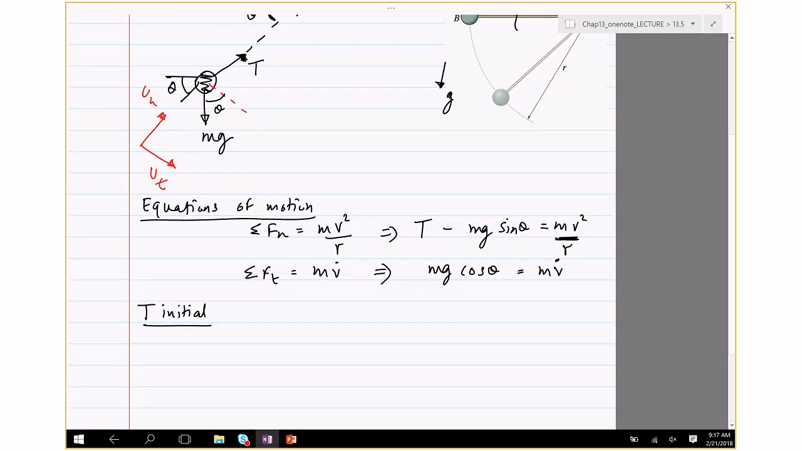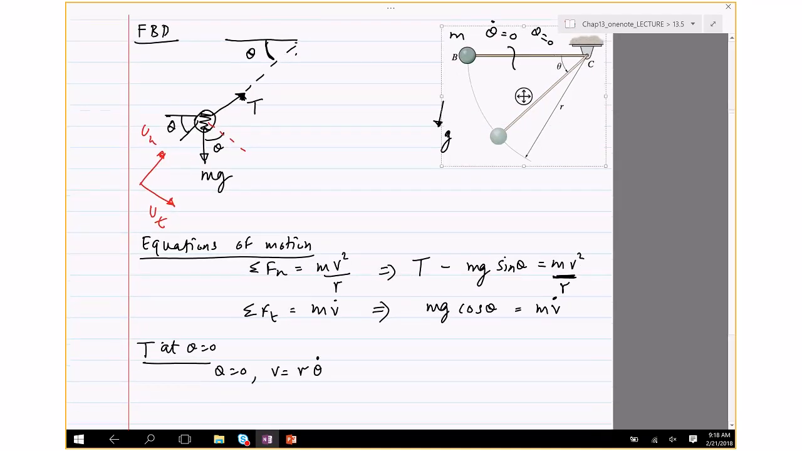Okay, let's try to find T at theta equals 0. So what we'll do is put theta equals 0. The velocity is actually r times theta dot, right? How did I get that? Well, you learned previously in the kinematics that when you have a rod like this, the velocity is always tangential, and it's simply r times theta dot, the magnitude. But theta dot is 0 initially, so this is equal to 0.